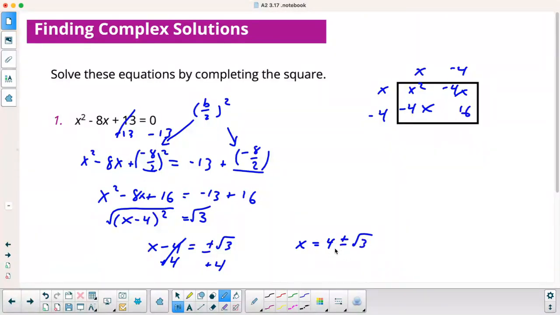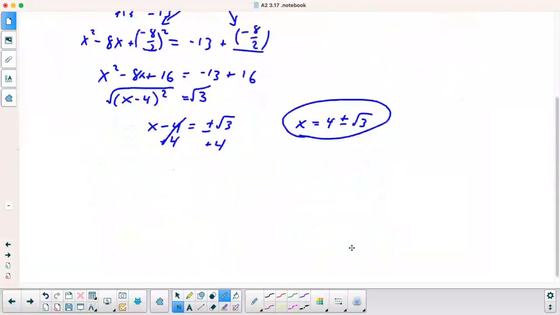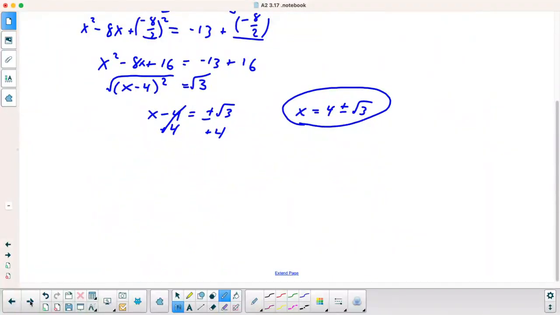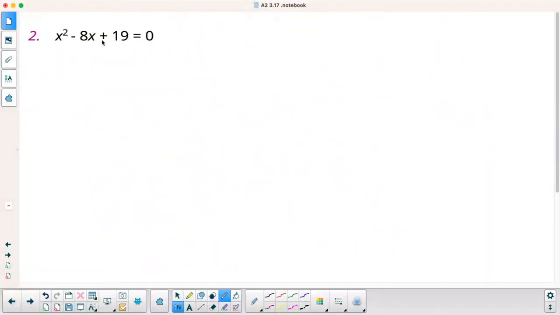So we get 4 plus and minus the square root of 3. So I have 2 solutions. Those are real numbers. They're just irrational when I have that radical there that can't be simplified. So we would call those irrational solutions. All right, on to the next one.